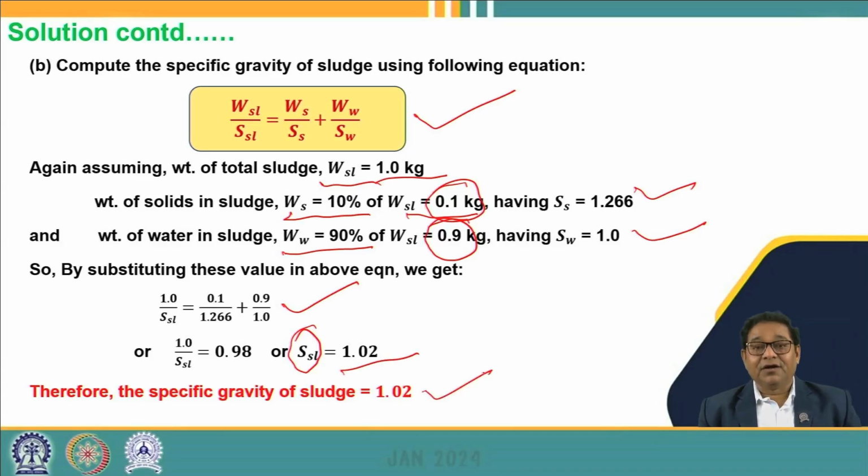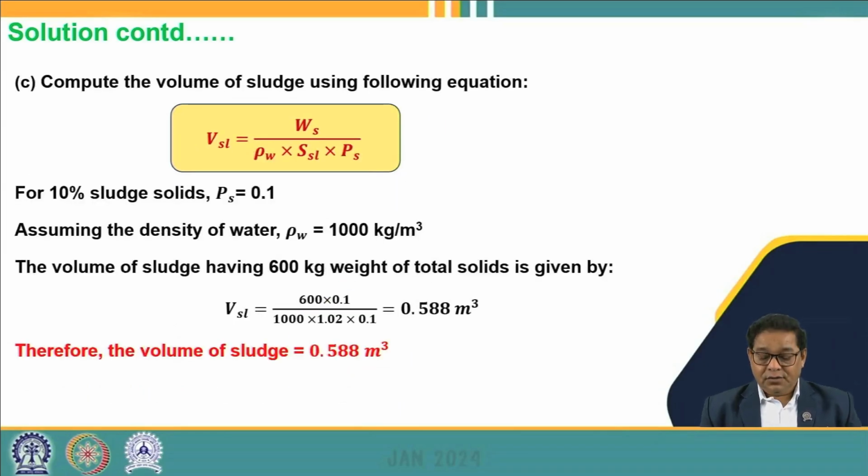So once we have determined the specific gravity of the sludge, then we can find out the volume of the sludge using this formula. To determine the volume of the sludge, the weight of the sludge is given, rho W is known, the specific gravity of the sludge we have also determined, and then the percentage of the solids, which is given as 10%, is already given.